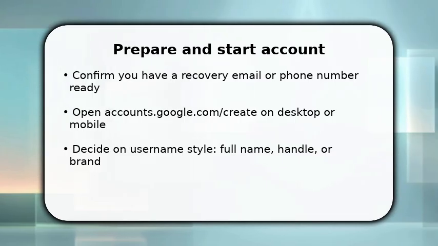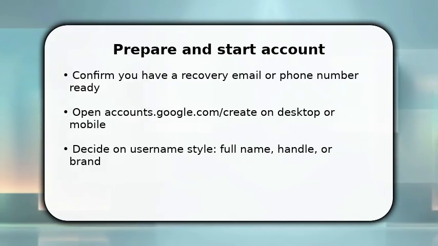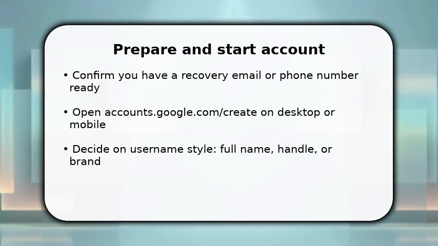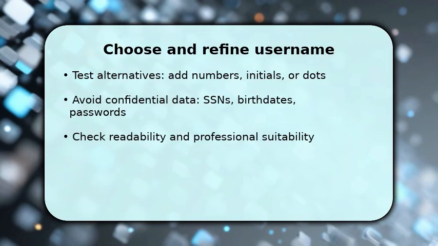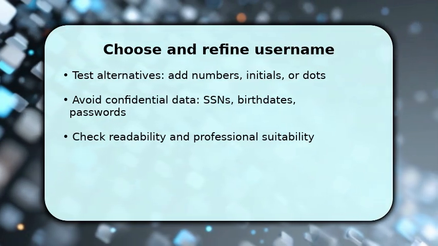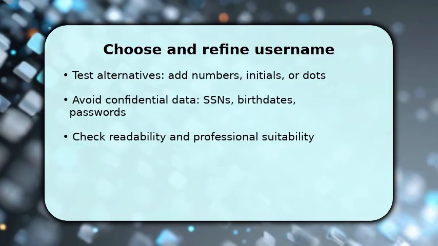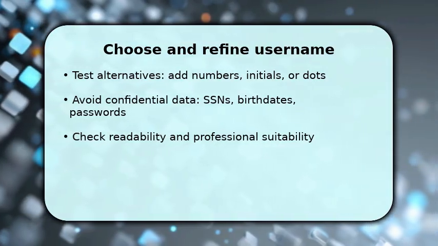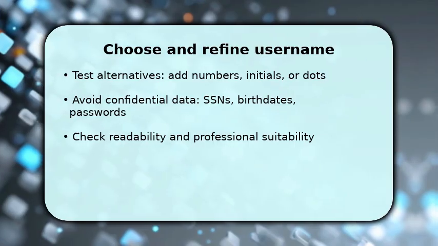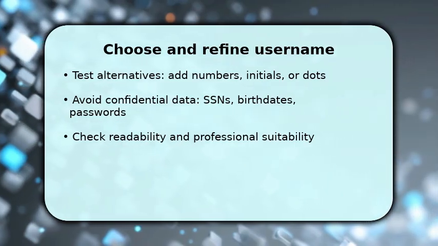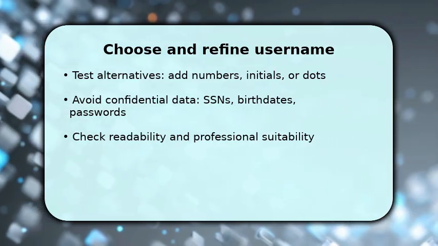If your first choice is taken, you will see alternative suggestions. Pick one that matches your purpose. You want a username that's easy to spell and fits any future account uses. So now you refine the username when Google reports availability. Try initials, a number, or a dot to keep the same base name. You do this because many common names are taken, and small changes preserve recognizability.